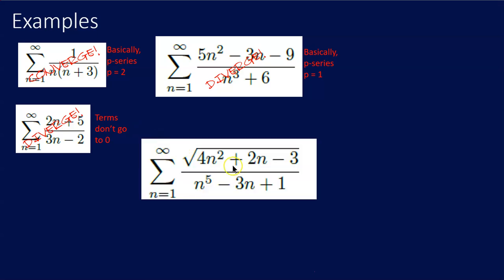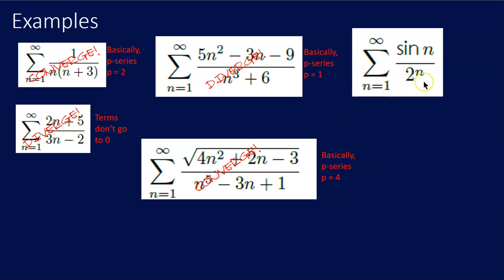Here's this one. Oh, now this one's kind of funky. So I have this n to the 5th on bottom. That's clear enough to see. Now this is what's in charge on top. This 4n squared, or this n squared, is what I care about. And so it's the square root of n squared. So this top degree is basically a 1. So if I've got p equals 1 on top and the power on bottom is 5, the difference is 4. So this is basically a p-series with p equal to 4, which means it converges.